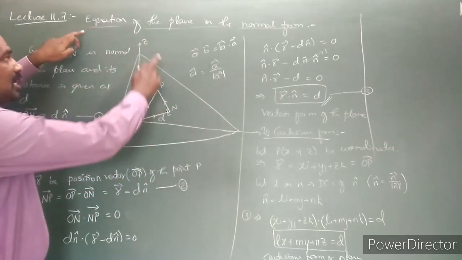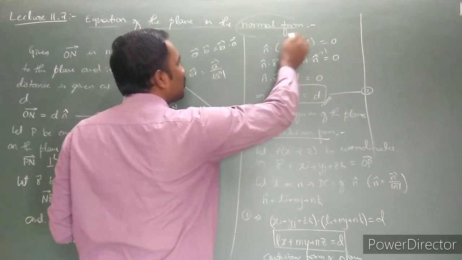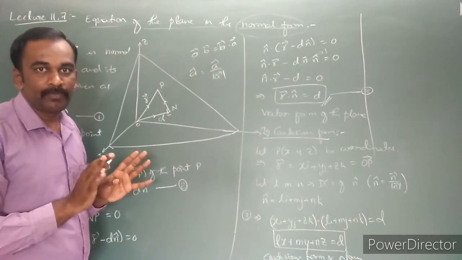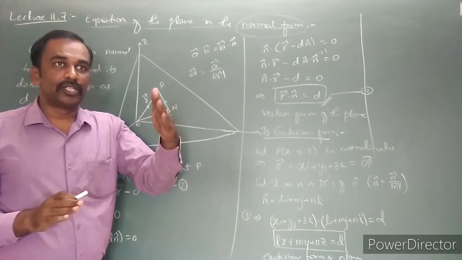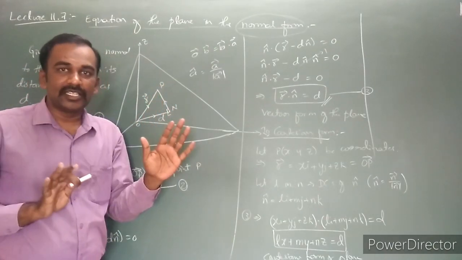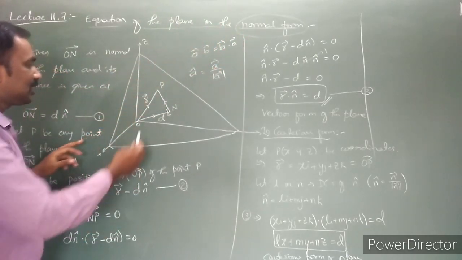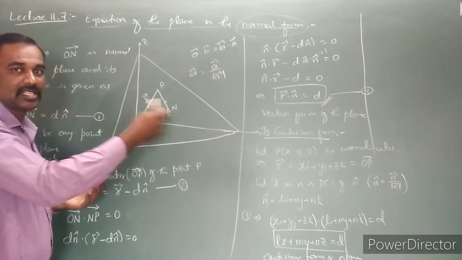What is the given thing? The equation of the plane in normal form. What is the normal form meaning? You should remember: normal form is nothing but the normal to the plane from the origin and its distance are given. So the distance and the normal are given. Using that, let us do the same thing once again.